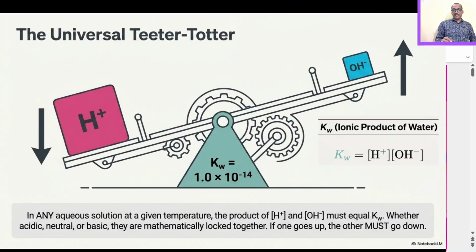We already know what is the ionic product of water. So Kw equals H plus concentration times OH minus ion concentration, and its value at 25 degrees is found to be 1 into 10 to the minus 14. So in aqueous solution at a given temperature, the product of H plus ion and OH minus ion must be equal to Kw. Whether it is acidic solution or neutral or basic, they are mathematically locked together. So if H plus concentration goes down, then OH minus ion concentration will go up, and vice versa.